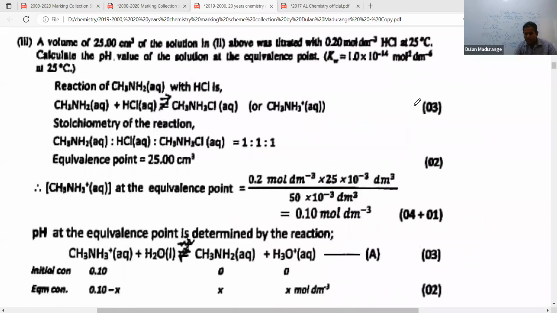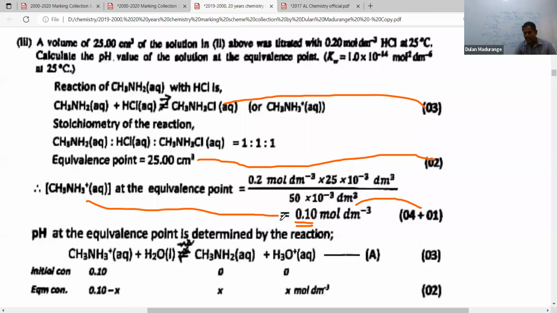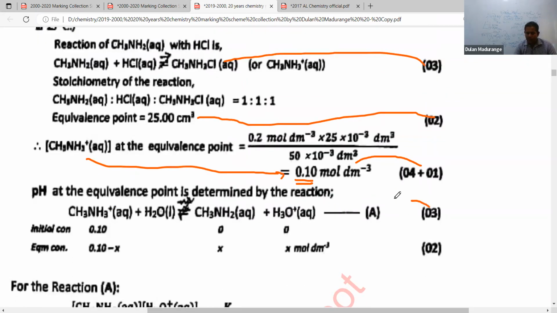Check your answers. You get 3 marks for this equation, right? CH3NH3 plus Cl minus, write it separately. And then here 2 marks for the identification of equivalence point. And here 4 plus 1 marks for writing the concentration of CH3NH3 plus at the equivalence point. Check your marks. They have done these steps. And then 3 marks for the hydrolysis reaction. That should be a double arrow.